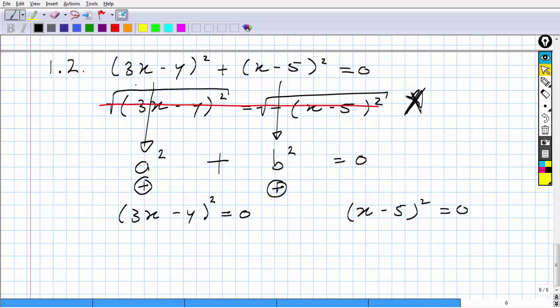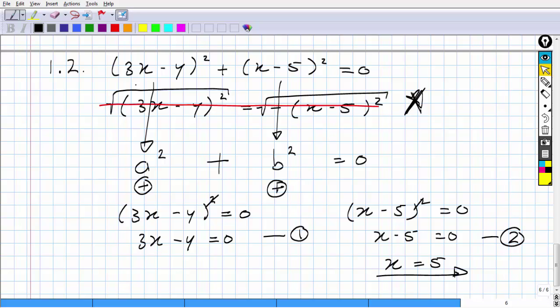So then we can say the square doesn't actually make a difference. We square root 0, we still get 0. We square 0, we still get 0. So now we have 3x minus y equals 0. That's our one equation. Call that equation 1. And x minus 5 equals 0. Call that equation number 2. So this one's fairly simple. We can simply say x equals 5.